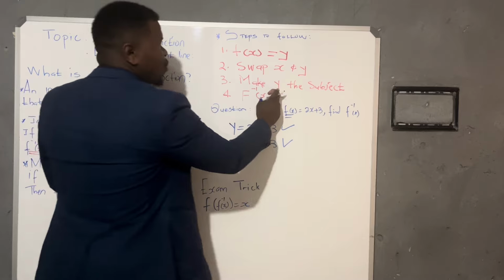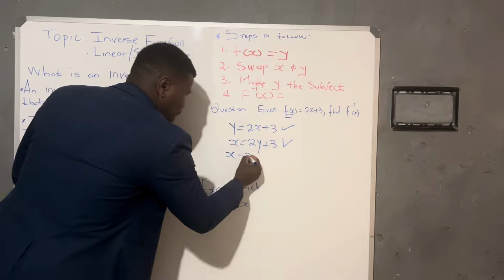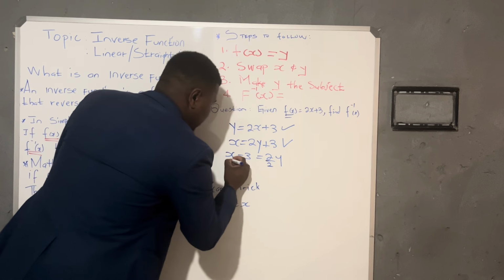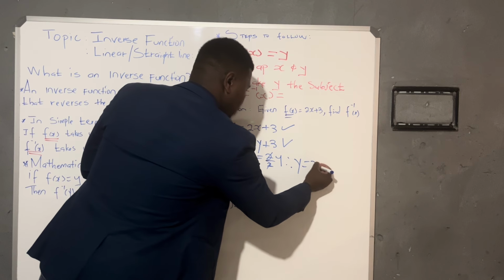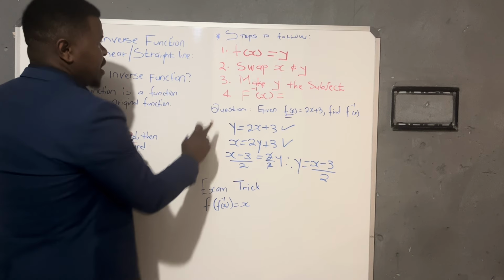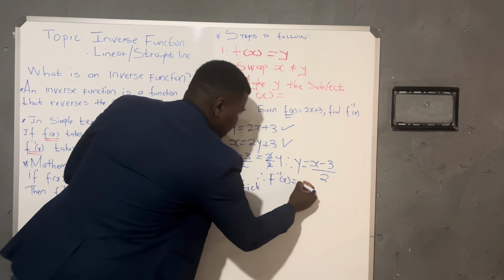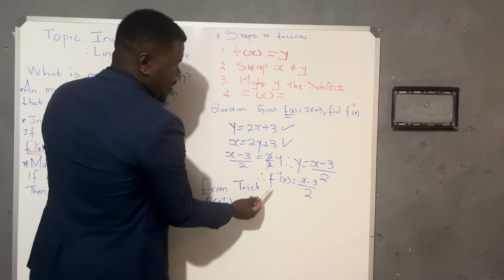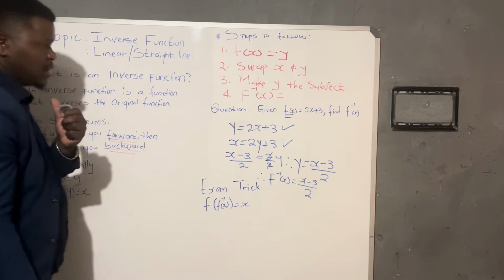Step number 3, let's make y the subject. So I have to transpose 3. So it's going to be x minus 3 is equivalent to 2y. Now that I want to make y the subject, let's divide by 2. Therefore, my y equals x minus 3 over 2. This is step number 3. Now, what about step number 4? Now, we want you to present your solution in this manner. You see now, don't just say y equals that, but because we are talking about the inverse, we have to put it in this manner. That is number 4. Done.